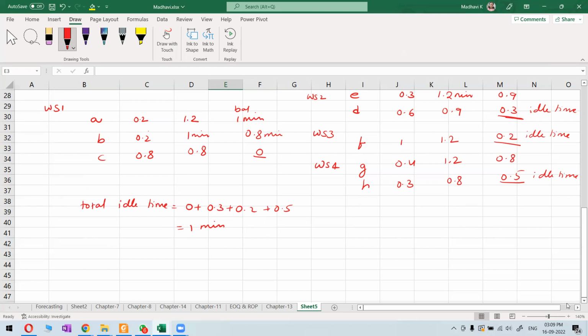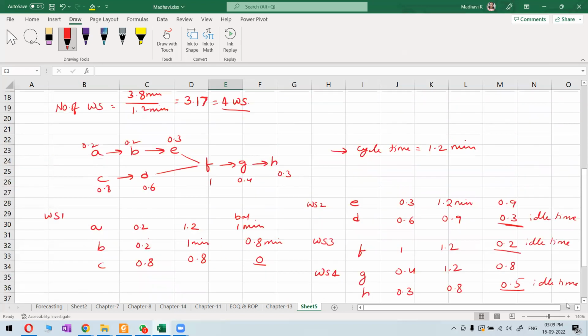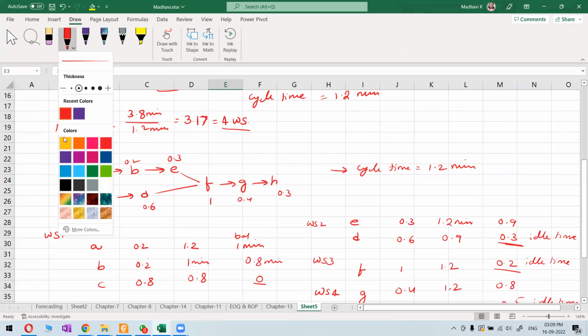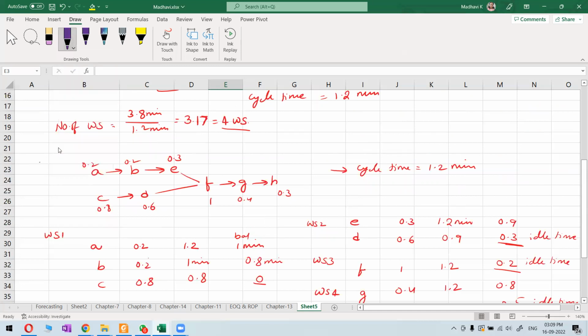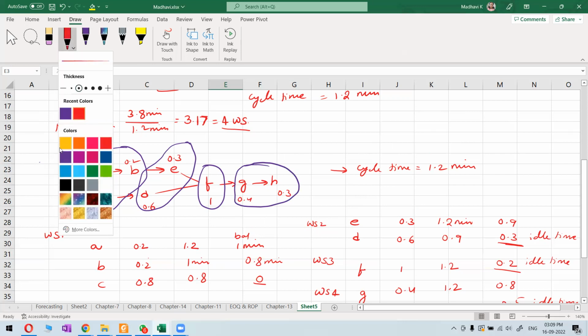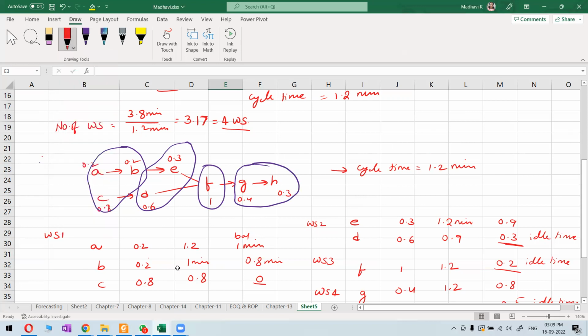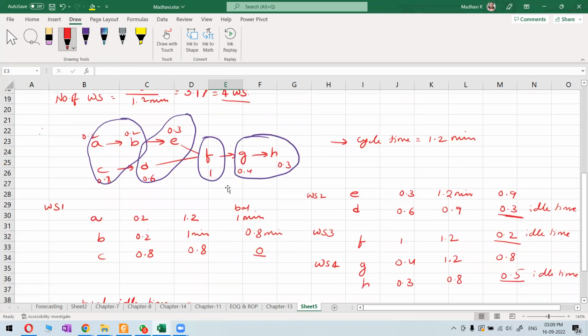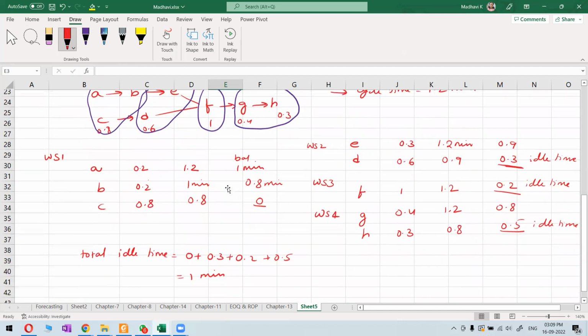So now based on this workstation design, what we can consider here is A, B, and C are part of one workstation. E and D are part of another workstation. F alone is in one workstation. And G and H are part of another workstation. So this is the design that we can give as part of our workstations.